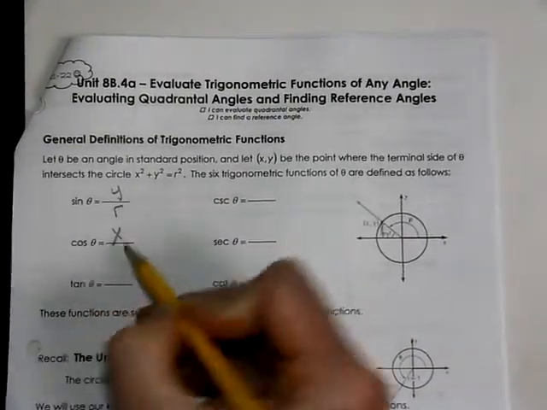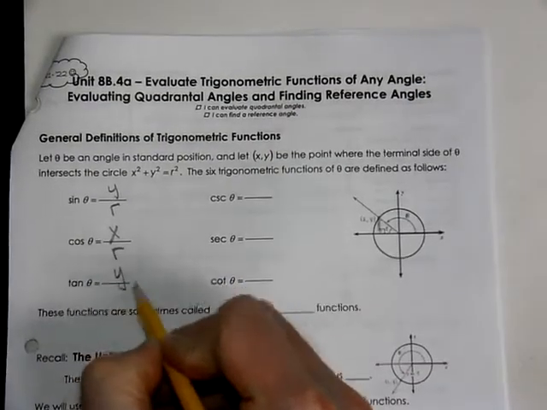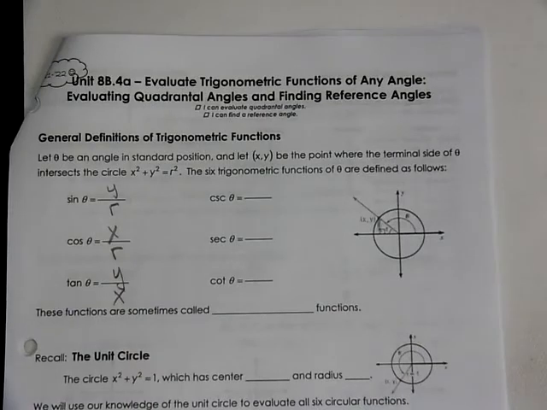Cosine is going to be the adjacent over the hypotenuse, which your adjacent side would always be x. Your hypotenuse is always the radius. Tangent would be y over x, the opposite over adjacent.